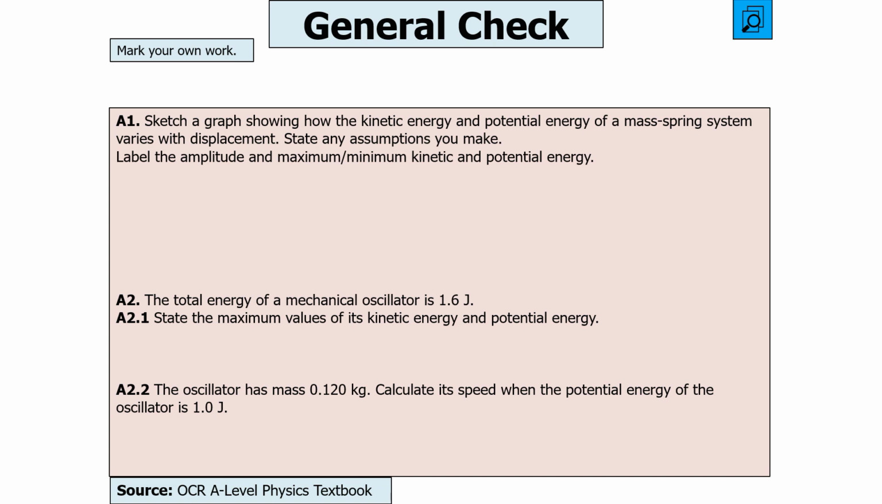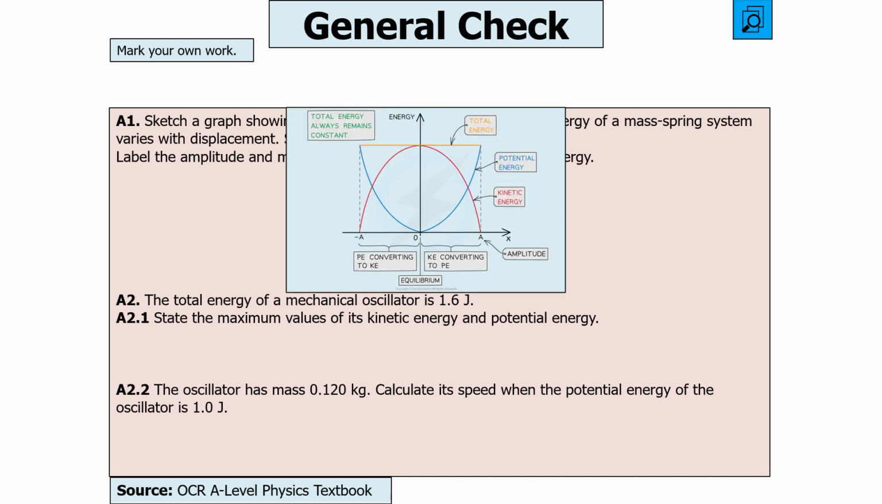Right, so it's the same graph that we had before. You'll see on here, the total energy remains constant throughout, and the kinetic and potential energies will overall add to the total, but they'll go from maximum to minimum in inverse patterns. So when the kinetic is a maximum, the potential is a minimum, and vice versa.